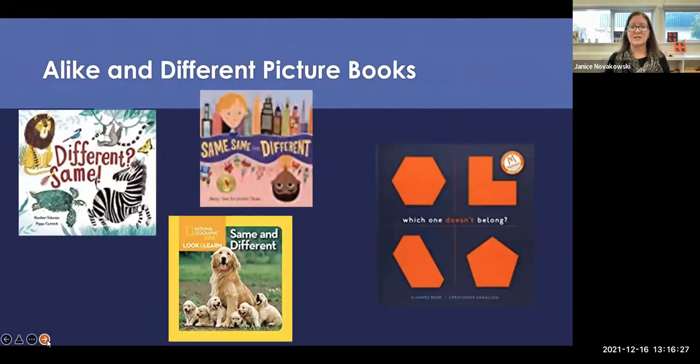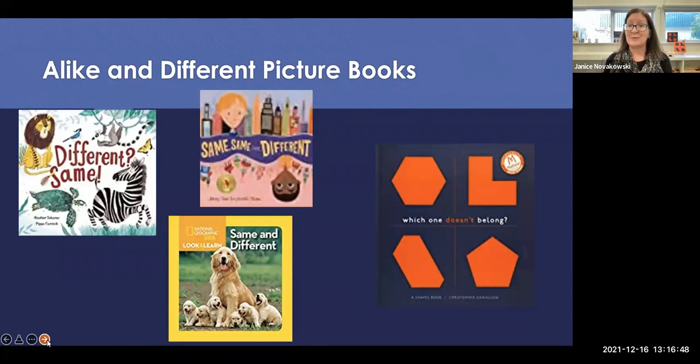Some other connections to this routine, here are some alike and different picture books that you might be able to find on the left-hand side. These are not math specific. There's lots of connections to science and the world around us. And you might use this again to elicit that comparative thinking that we want to develop across all curricular areas.